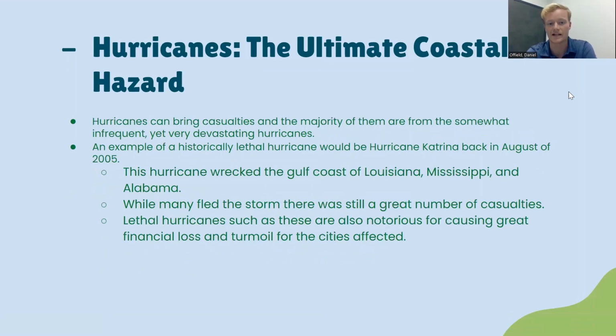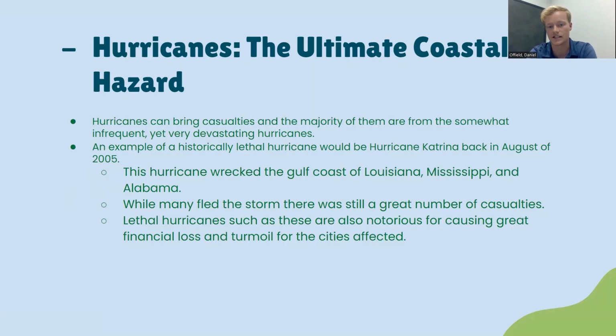Hurricanes can bring casualties, though the majority of them are somewhat infrequent, meaning that most hurricanes don't bring a large number of casualties, yet the very devastating ones can bring a high number. An example of a historically lethal hurricane would be Hurricane Katrina back in August of 2005. This hurricane wrecked the Gulf Coast of Louisiana, Mississippi, and Alabama. While many fled the storm, there was still a great number of casualties.